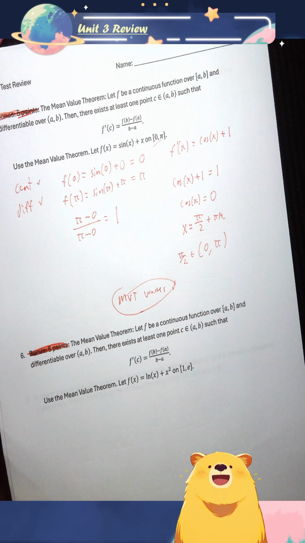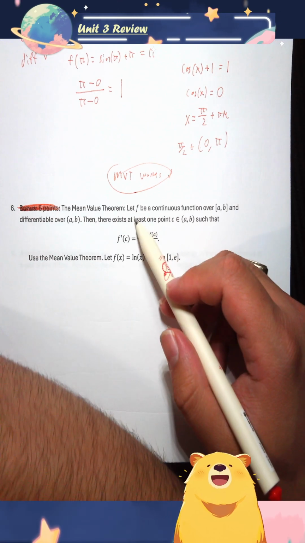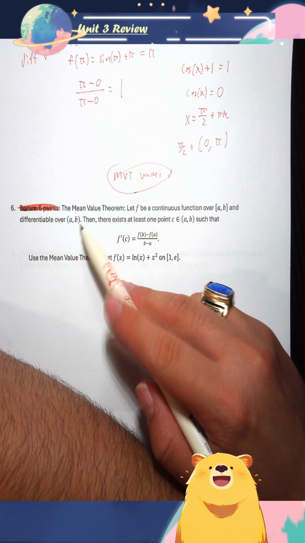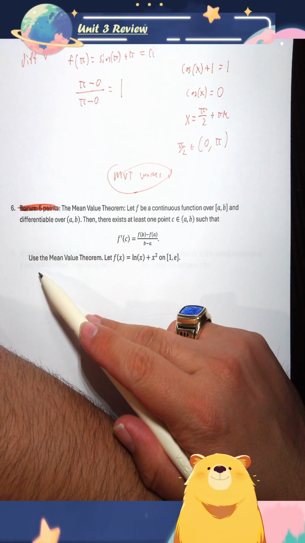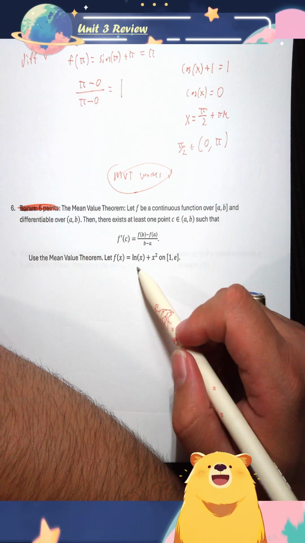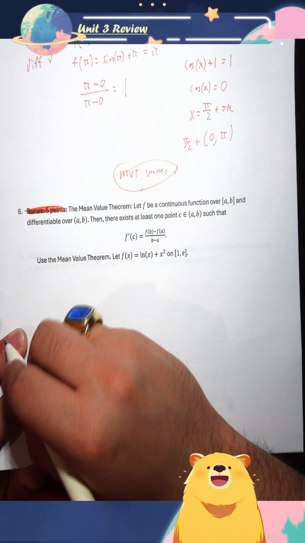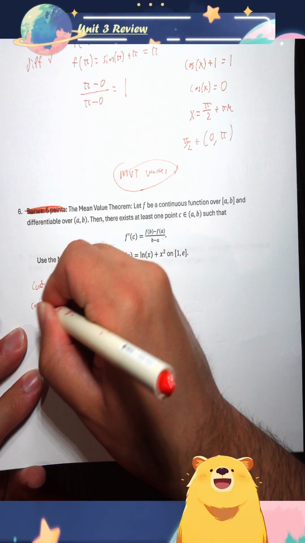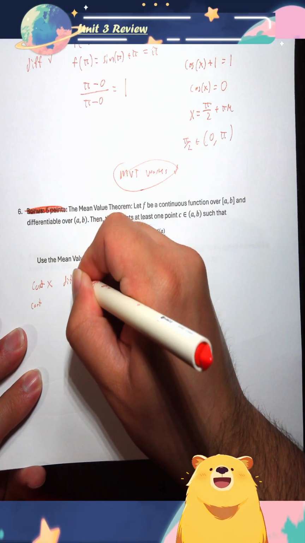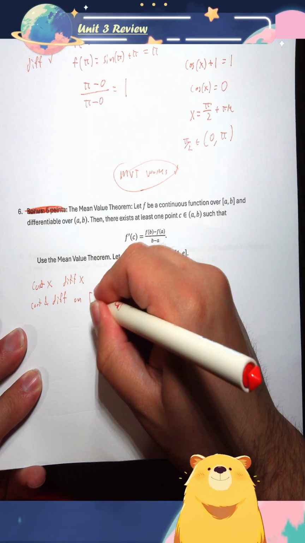Okay, that's pretty much it for that one. Now we're going to do the thing like with the last review where we do another version of these. Let's do number 6. The mean value theorem. Let f be a continuous function and differentiable over a to b, then there exists at least one point c such that f prime of c is equal to this rate of change. Use the mean value theorem, let f of x be ln of x plus x squared on 1 to e. Okay. So we know that here it's not continuous everywhere, but it's continuous, and it's also not differentiable everywhere, but it's continuous and differentiable on this interval 1 to e.